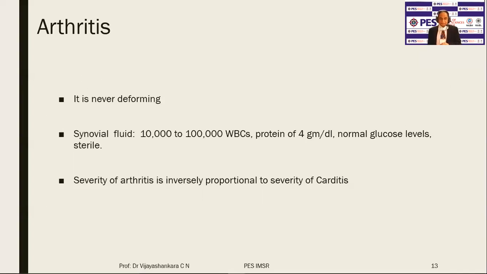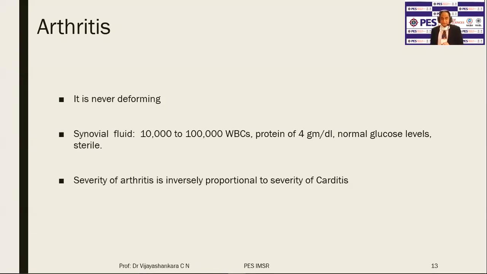consequences of that inflammation. If you do a synovial fluid analysis during the acute stage, particularly in monoarthritis, where you are suspecting a septic arthritis, the analysis will show plenty of WBCs. Protein will be up to 4 gram per deciliter and a normal glucose level, and it is sterile. Whereas in septic arthritis, the effusion is more of pus which you aspirate, glucose will be decreased, and it is not sterile.